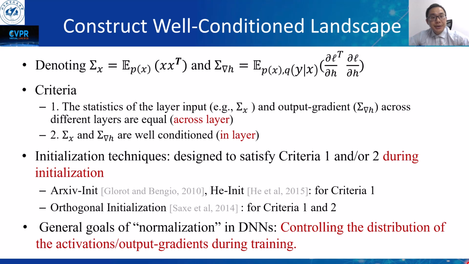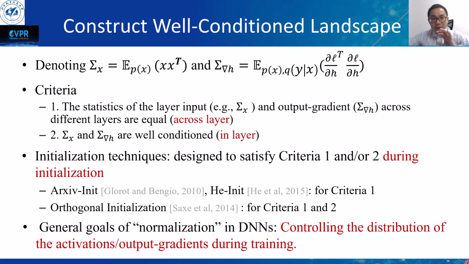For simplicity, we denote Sigma_x as the covariance matrix of the input and Sigma_gradient_h as the covariance matrix of the output gradient. Okay, based on the previous theory, we can see that if we ensure the following two criteria, the condition of the Fisher information matrix can be improved.